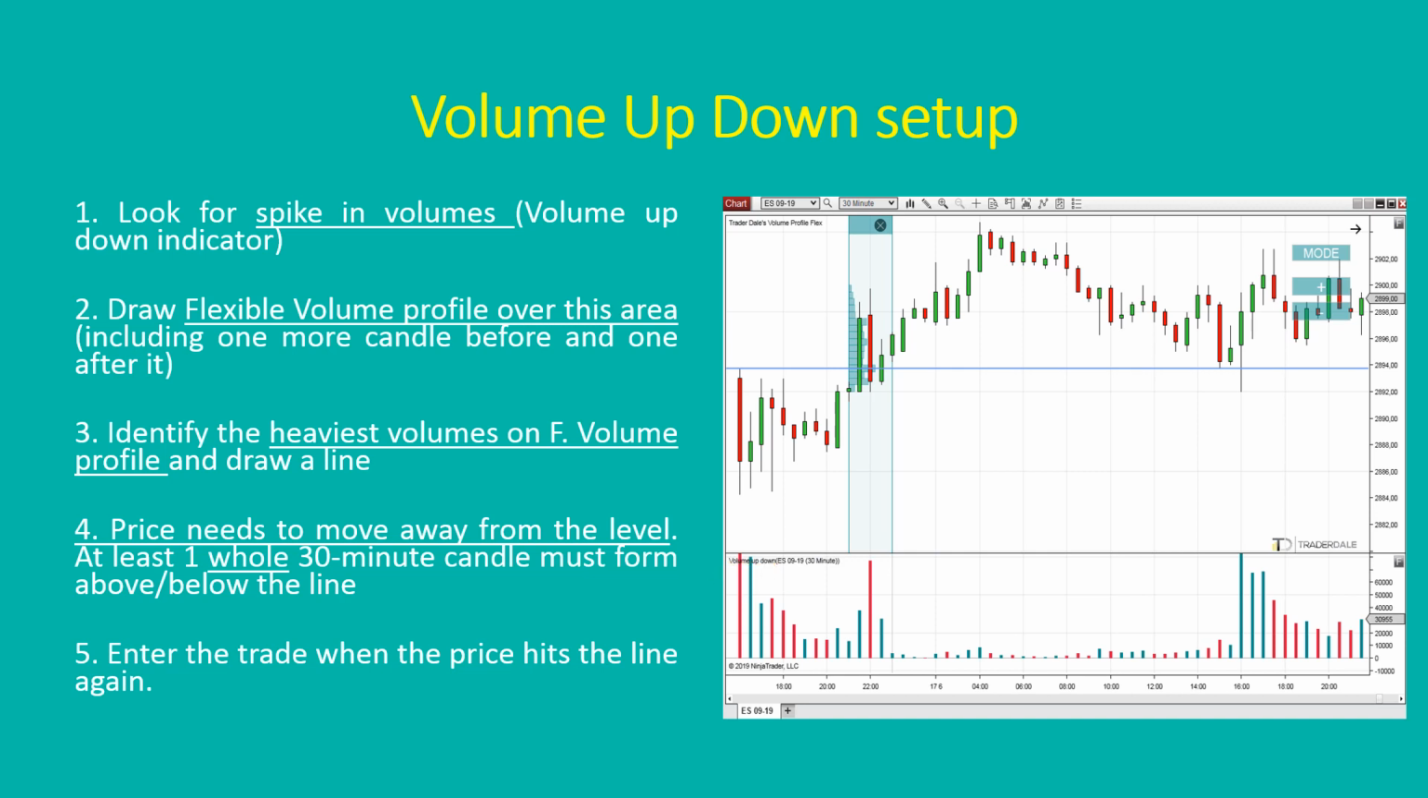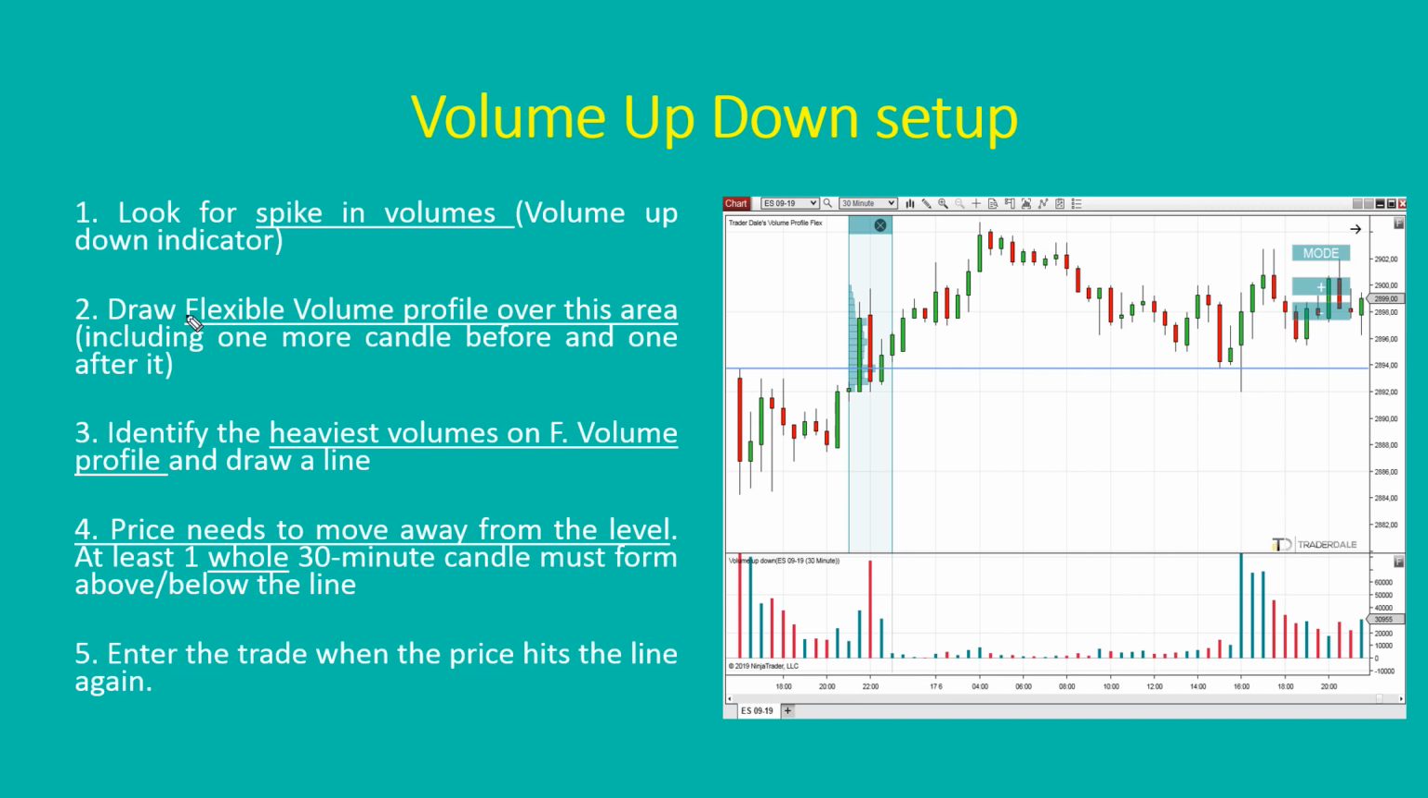So, you look for a spike in volumes. In this case, the spike is in here. This is the spike in volumes. If you compare these volumes to other ones, for example to those volumes or to those volumes, then you can tell that this is a volume spike. Unusually heavy volumes compared to the volumes around.